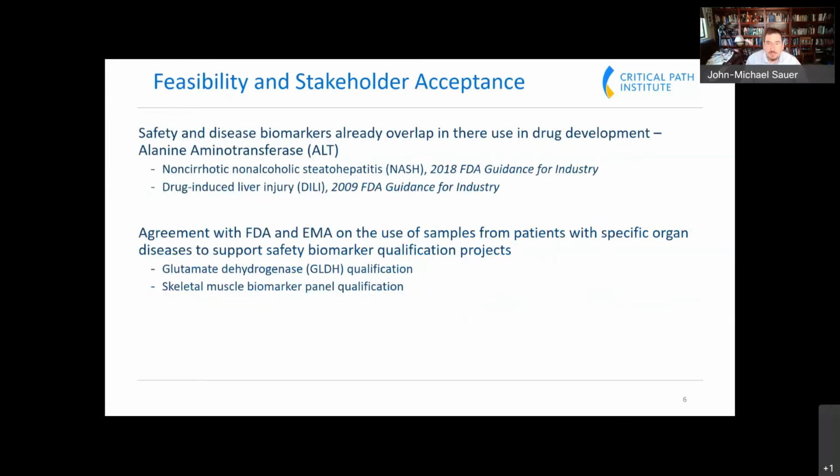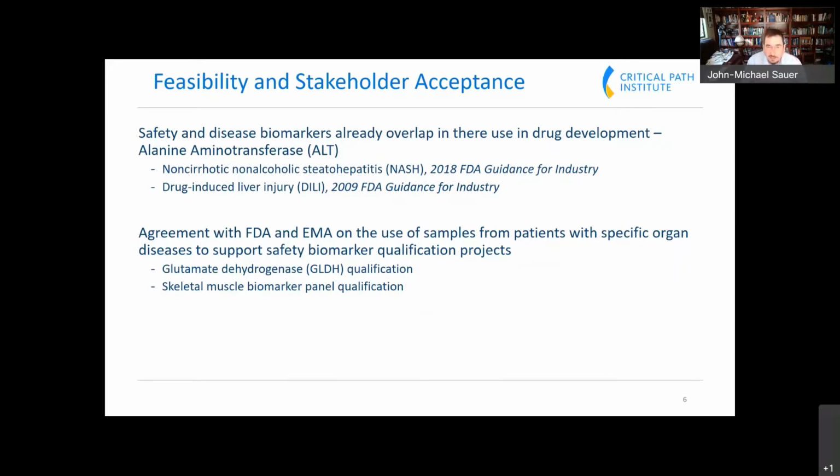So guess what? We already do this, right? This has already been done. This isn't something that's new, right? So, automatically when I began thinking about what I can think about for a biomarker that has overlap in both safety as well as in disease or efficacy, alanine aminotransferase came to mind. And this is a biomarker for hepatocellular injury, right? So drugs that damage the hepatocytes in the liver, ALT goes up. Diseases that damage the liver, ALT goes up because there's hepatocellular death going on.